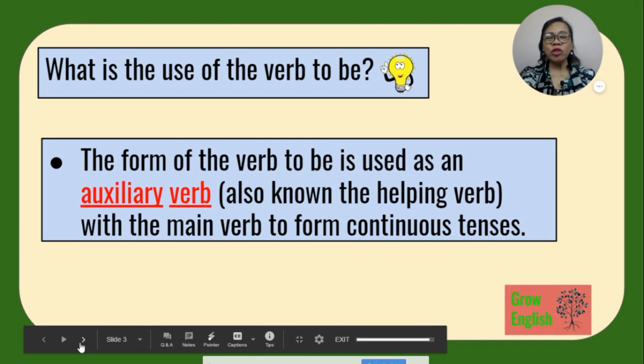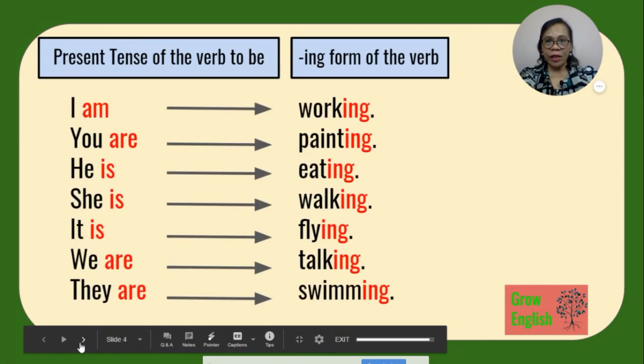Now, I've mentioned about the verb to be. What is this? The form of the verb to be is used as an auxiliary verb. When you say auxiliary, it means these verbs are there to help. Okay, that's why they are called the helping verb. To help what? To help the main verb to form the continuous tense. Now, to fully understand this, let's go to the next slide.